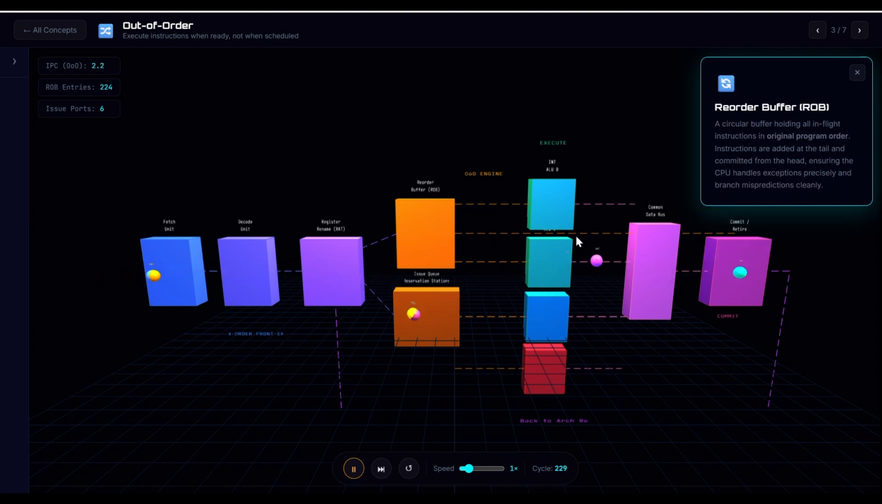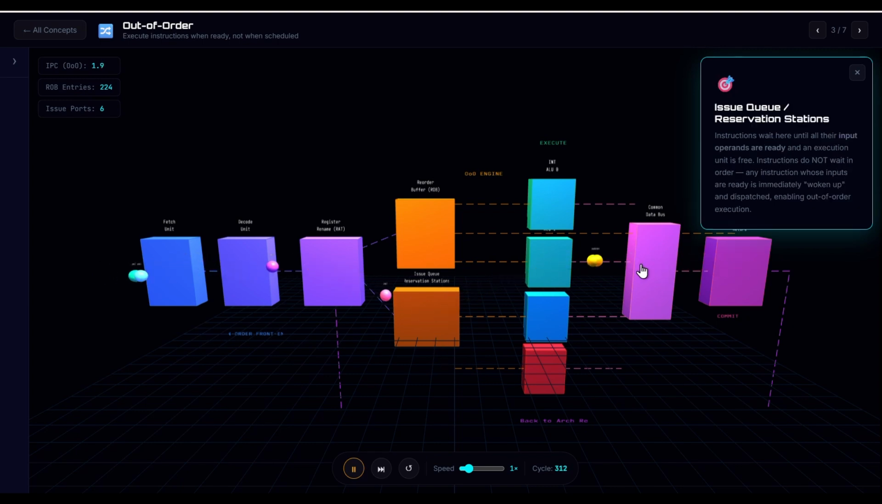So reordering is for those programs which really need more data to be registered or processed. And an issue queue is a reservation station where the operands are read, which input and operands are ready, and executed by the unit freely. Instructions do not wait in any order. Any instruction whose inputs are ready is immediately woken up in dispatch, enabling out-of-order execution.